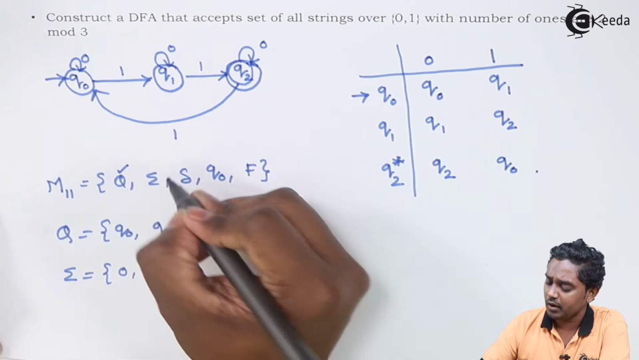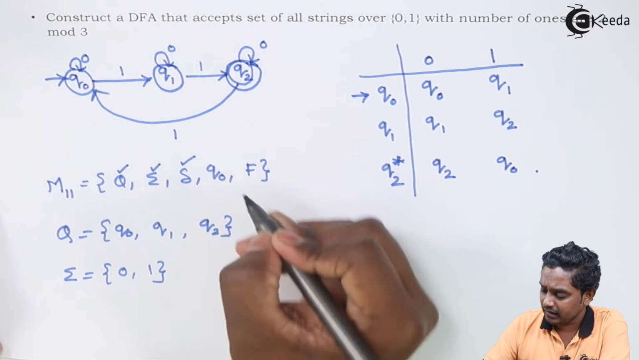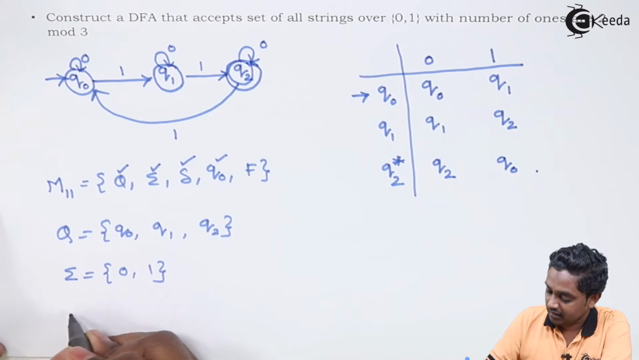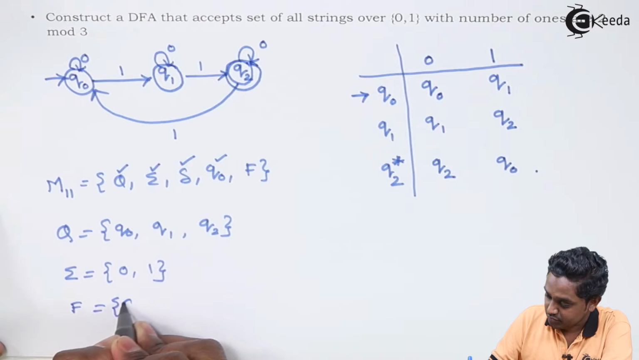We have seen Q, we have seen sigma, we have seen delta. Q0 is again the initial state, and the set of final states will have only one state over here, that is Q2.